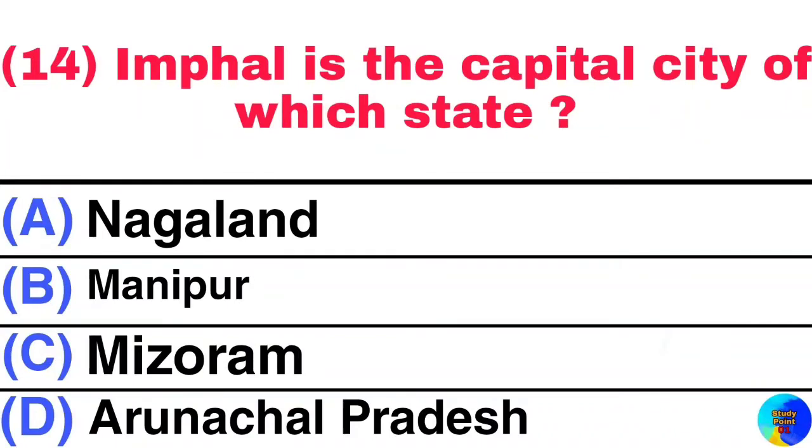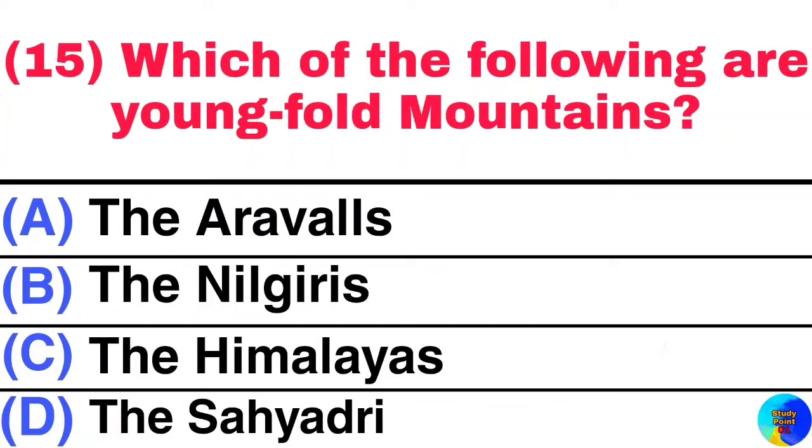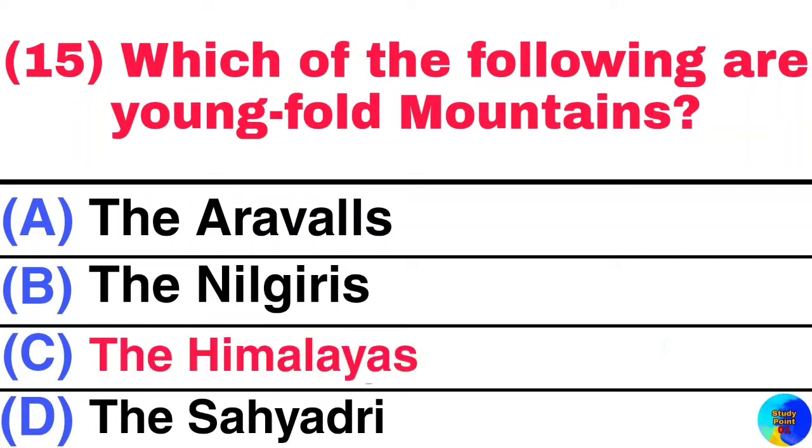Question number 14. Imphal is the capital city of which state? A. Nagaland, B. Manipur, C. Mizoram, D. Arunachal Pradesh. Answer. Manipur. Question number 15. Which of the following are young fold mountains? A. The Aravallis, B. The Nilgiris, C. The Himalayas, D. The Sahyadri. Answer. The Himalayas.